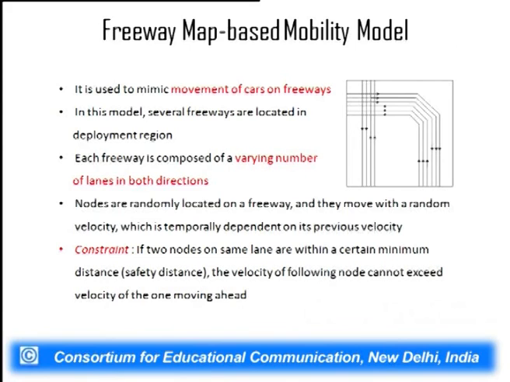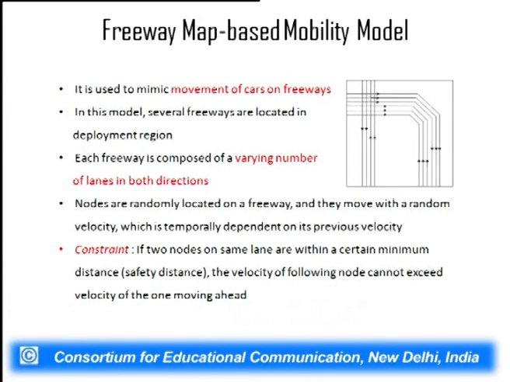The first being the freeway map based mobility model. Here in this case, it is developed to resemble the movement of cars on the freeways. Freeways are like straight line roads, or there can be some movements or some bends, etc. But these roads are open infinitely on both ends. That's why the name freeway.